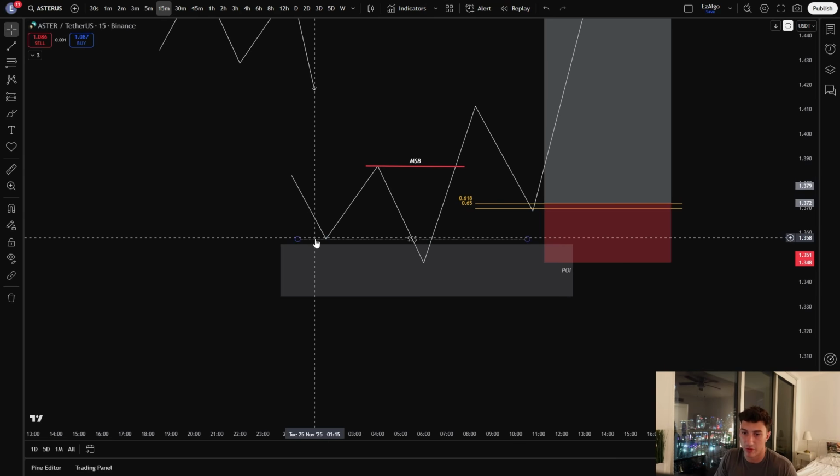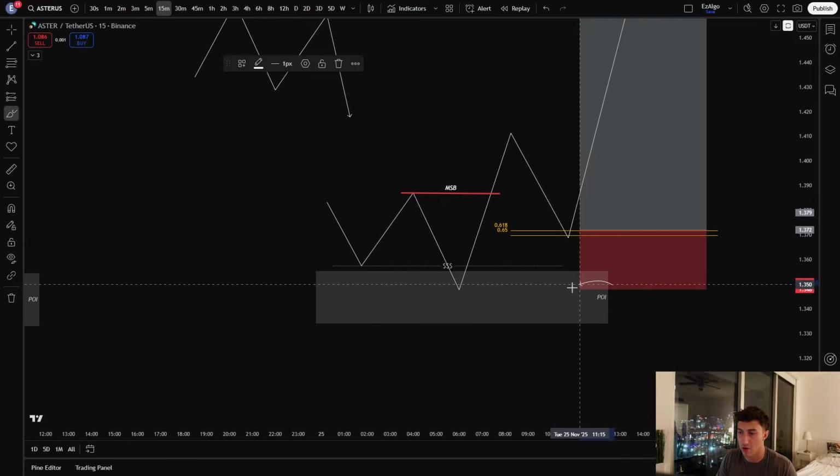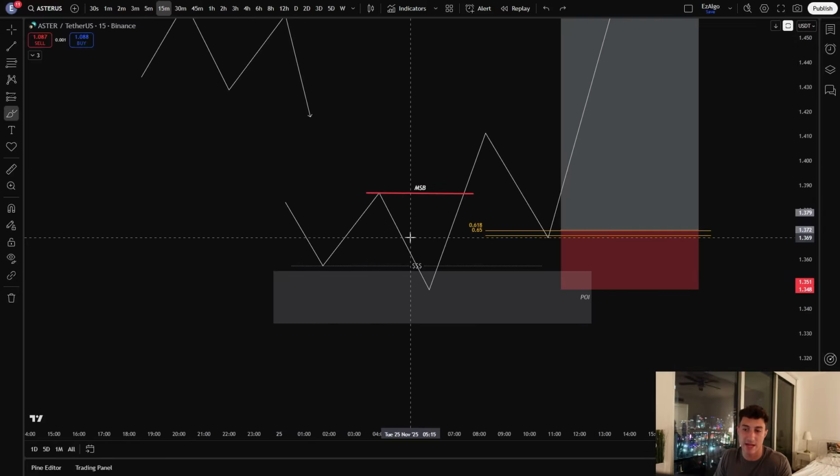We have this low, right? Sweeping this internal liquidity, tagging into our POI or our higher time frame fair value gap. But this time we don't get any bearish fair value gaps, okay? We don't see any clear, noticeable bearish fair value gaps.